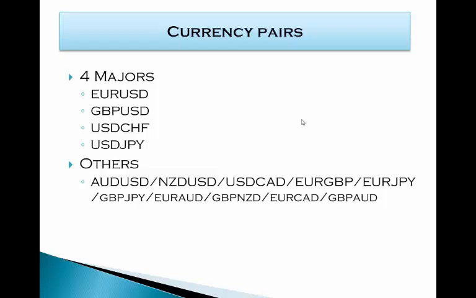Now the other pairs of currency that are commonly traded are the Aussie dollar, New Zealand dollar, right? Dollar Canadian, and some of the cross pairs. Those are called the minor pairs, right? The cross pairs will be the euro pound, pound yen, and then you have the euro yen, euro Aussie, pound New Zealand, euro CAD, pound Aussie.